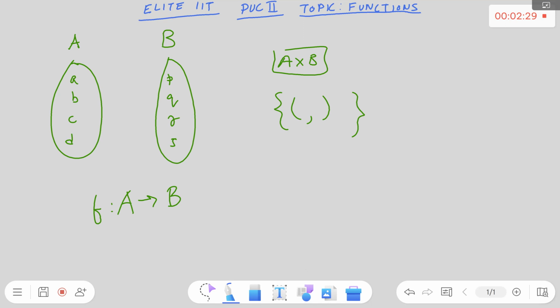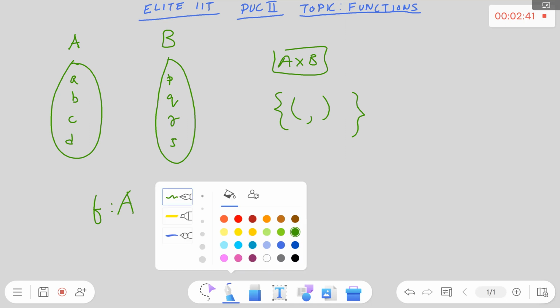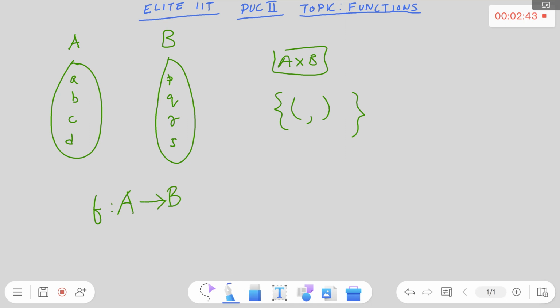What does it actually mean? The function goes from A to B. This is how we denote a function. This f is a function. So basically we are trying to write a function from the set A to the set B. Now, when will this become a function? How will it not be a relation? Let us see.